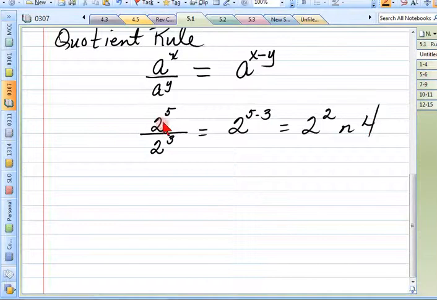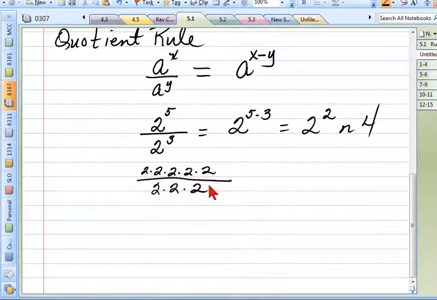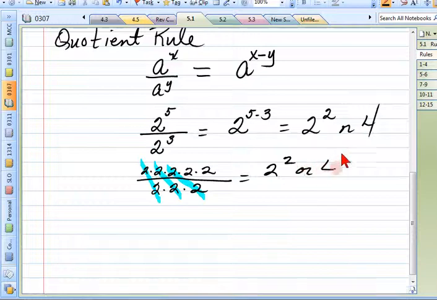Now, let's see if this makes sense. 2 to the 5th is 2 times 2 times 2 times 2 times 2. 2 to the 3rd is 2 times 2 times 2. Could I do a little reducing? Do you agree that that pair of 2's would go, and another pair of 2's would go, and another pair of 2's would go, and what are you left with? You're left with 2 to the 2nd power, or 4. Two squared. 2 times 2.